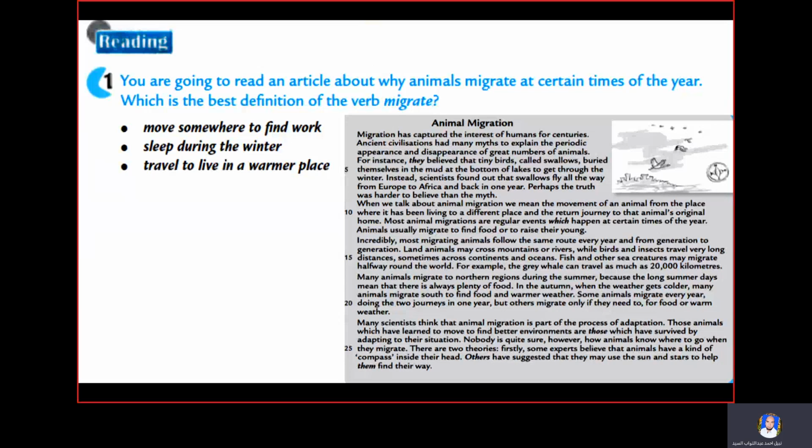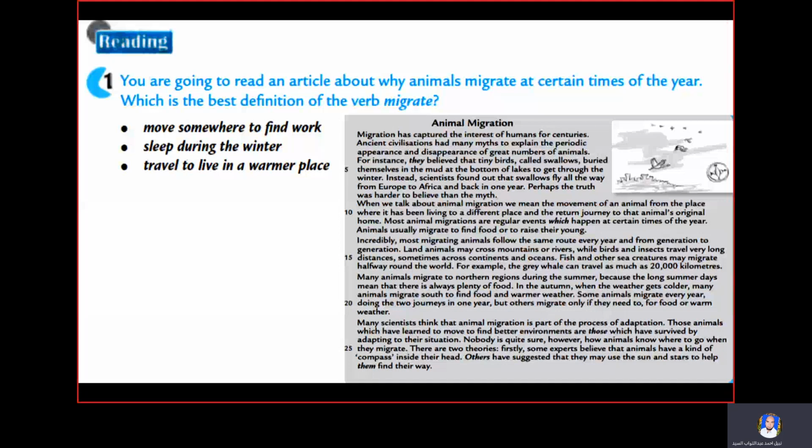Most animal migrations are regular events which happen at certain times of the year. Animals usually migrate to find food or to raise their young. Incredibly, most migrating animals follow the same route every year and from generation to generation. Land animals may cross mountains or rivers, while birds and insects travel very long distances, sometimes across continents and oceans.